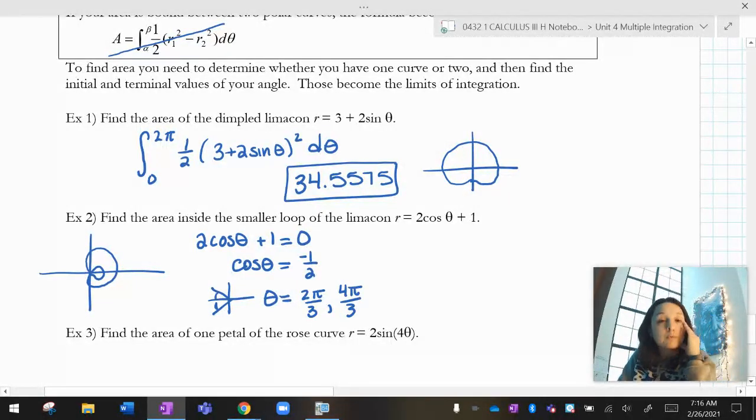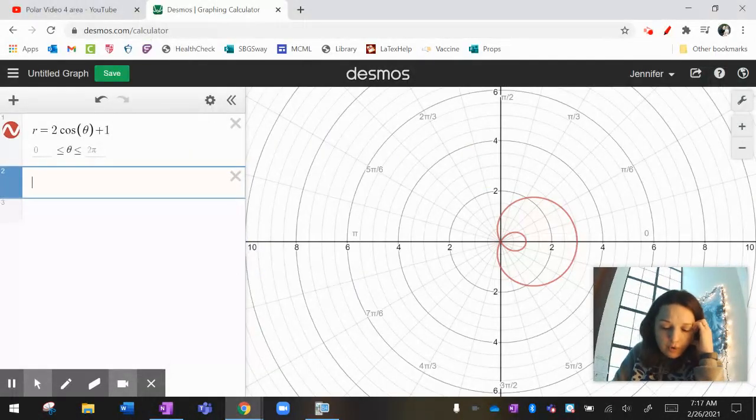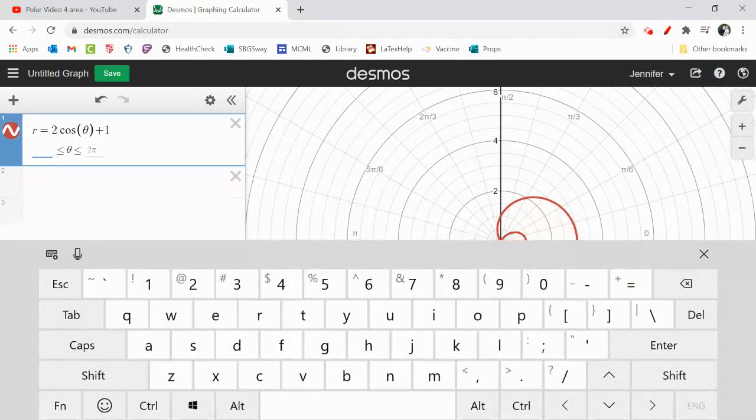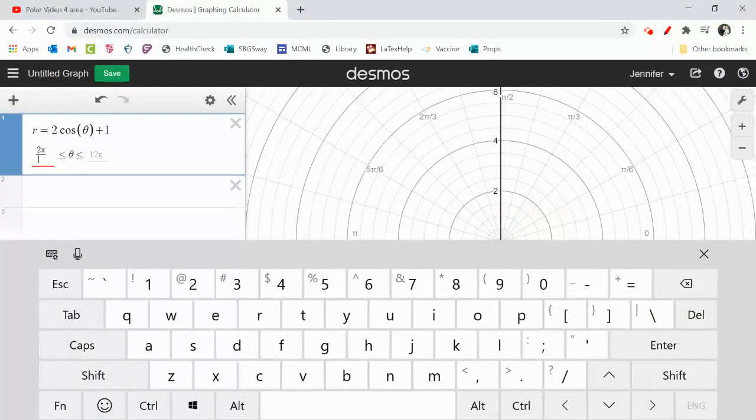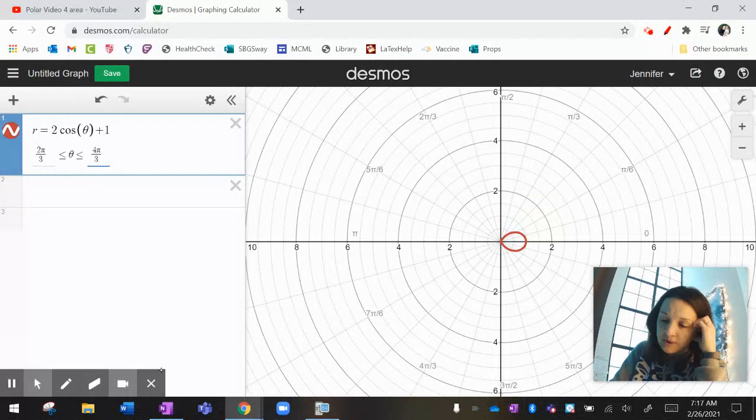Okay, now just because it's faster to graph in Desmos, I'm going to come back over here to Desmos and I'm going to change my window to make sure I have it right. And I'm going to do 2 pi over 3 and 4 pi over 3 and see if I just get the loop. And I do. Look how cute it is.